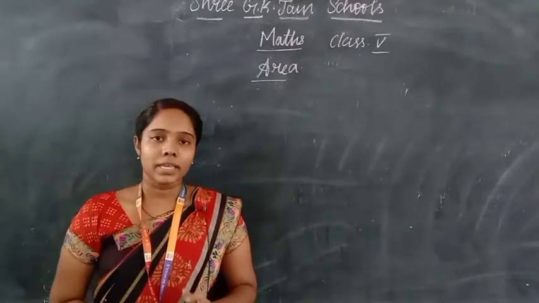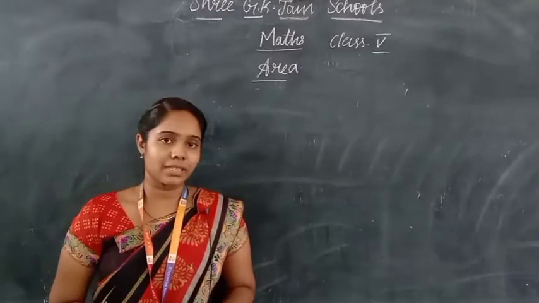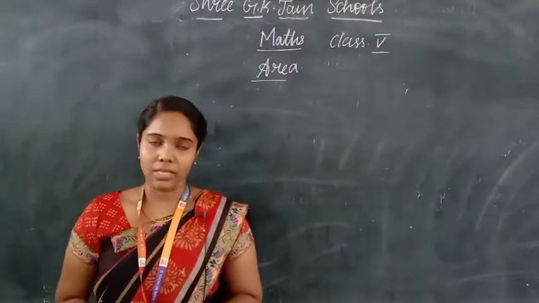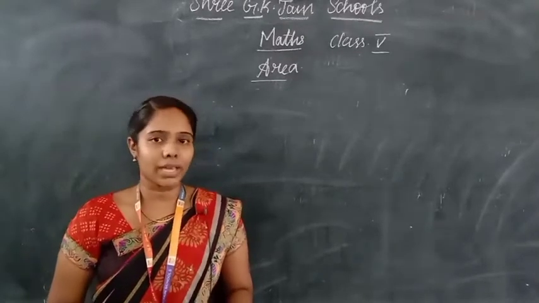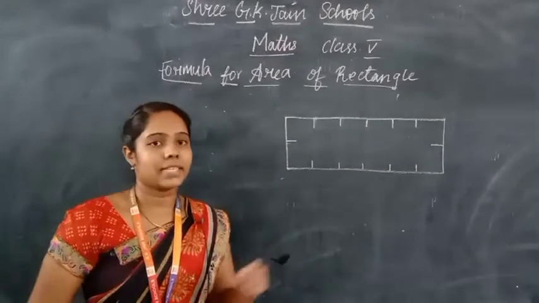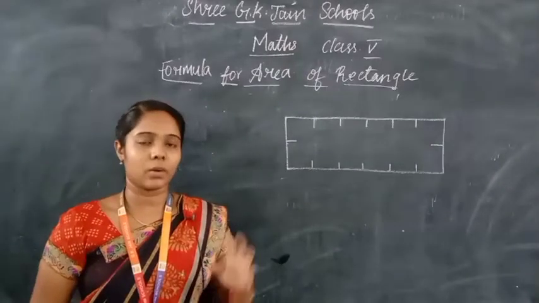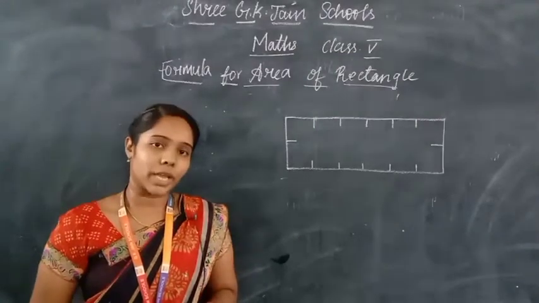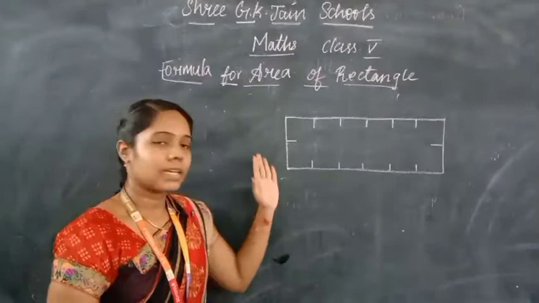Here we are going to discuss two important shapes, that is a square and a rectangle. We are going to find the formula for the area of a square and a rectangle. Okay children? Now let us start with learning the formula for the area of a rectangle. Let us create a formula for the area of a rectangle. Here is a rectangle.